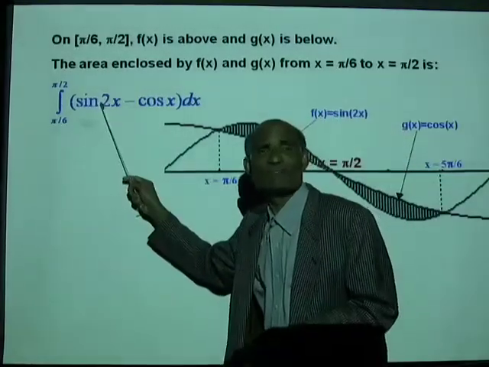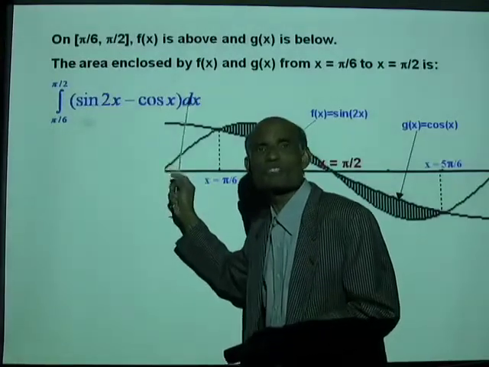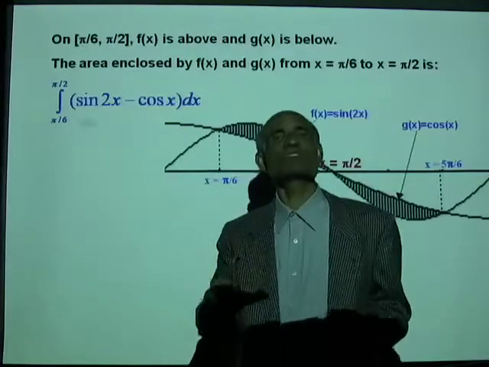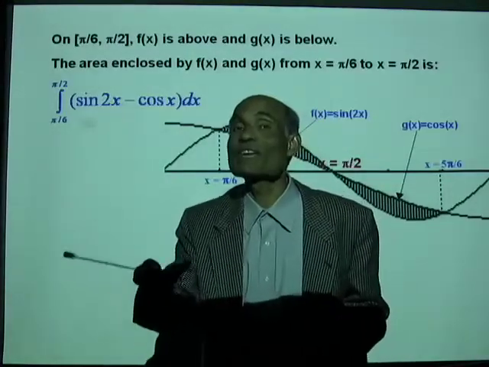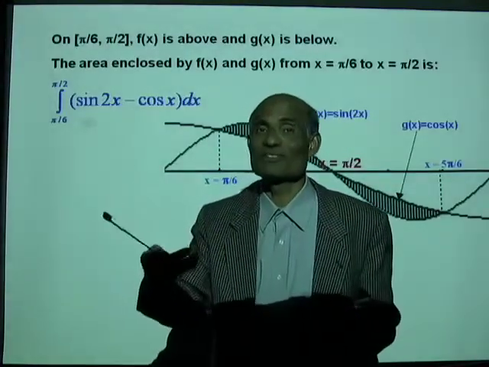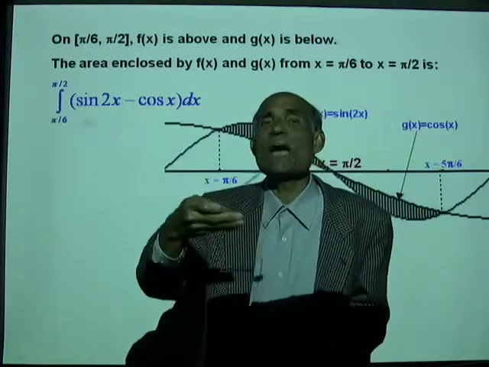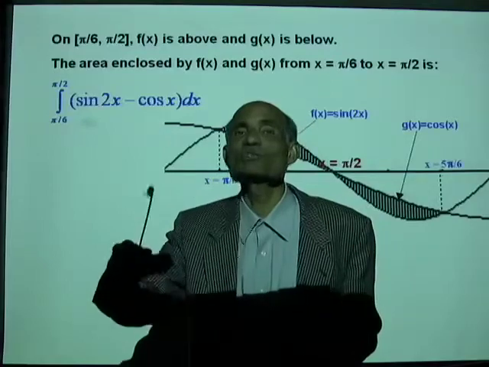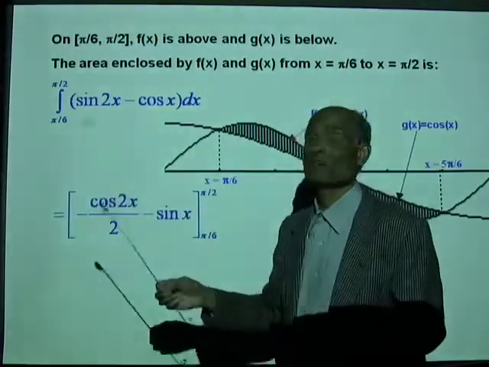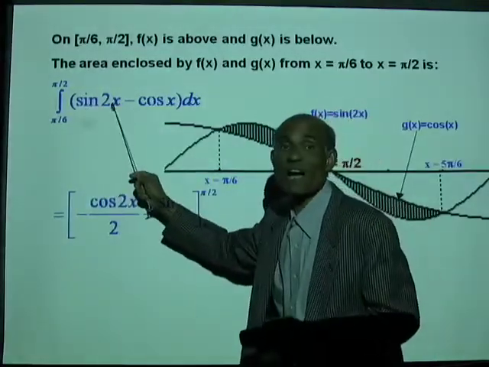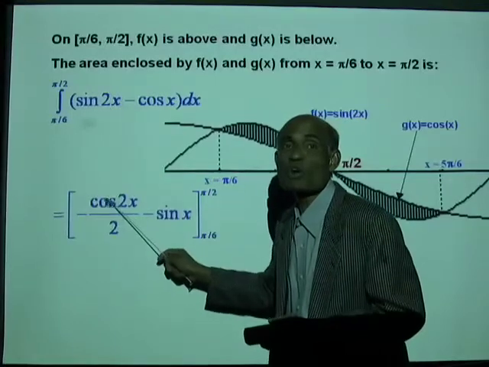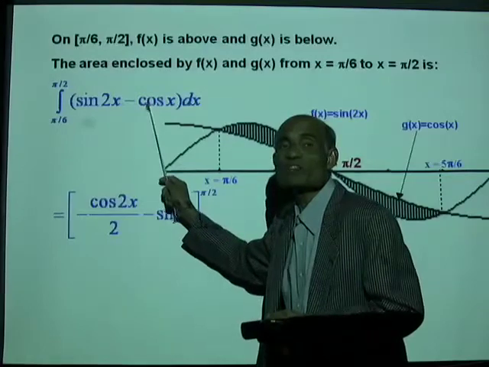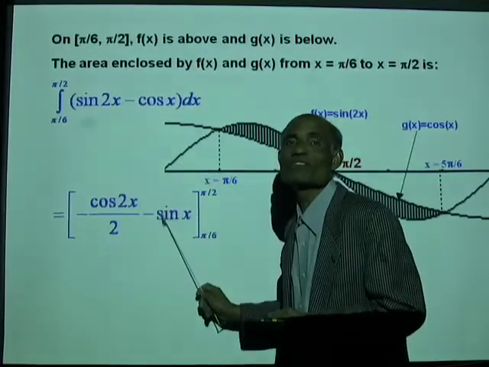Alright, can you tell me the integral of sine of 2x dx? What is the integral of sine x? It is negative cos x. The integral of sine mx is negative cos mx over m. So the integral of sine 2x is negative cos 2x over 2, minus the integral of cos x dx, which is sine x.